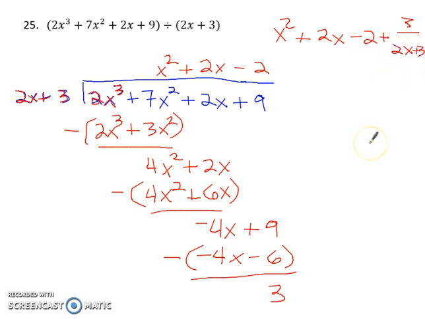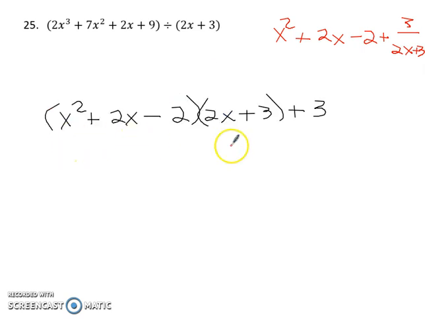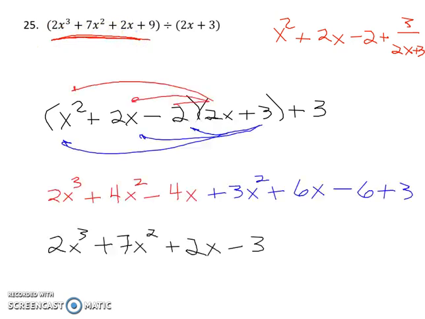And once again, I want you to check using the division algorithm. I'll show you that very fast here. The division algorithm says that the quotient times the divisor plus the remainder should give you the dividend. Let's go ahead and see that fast here.